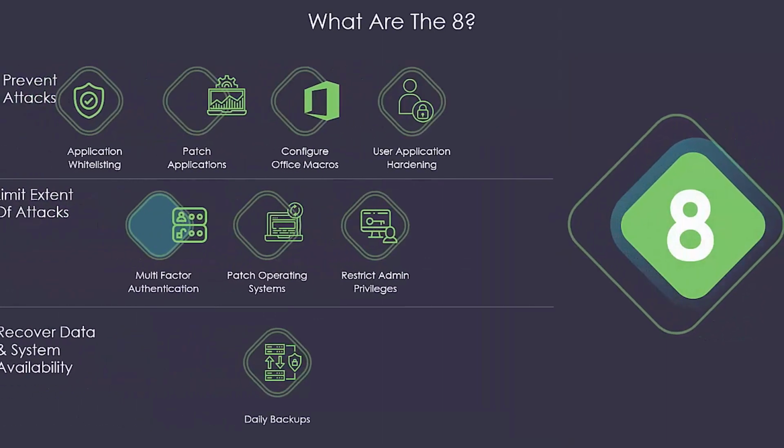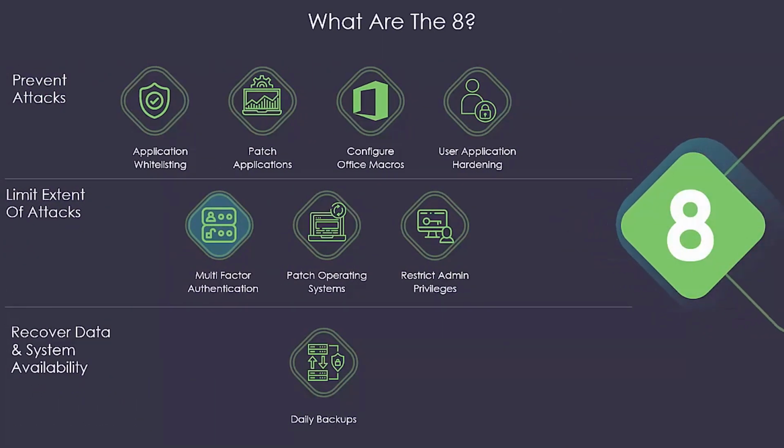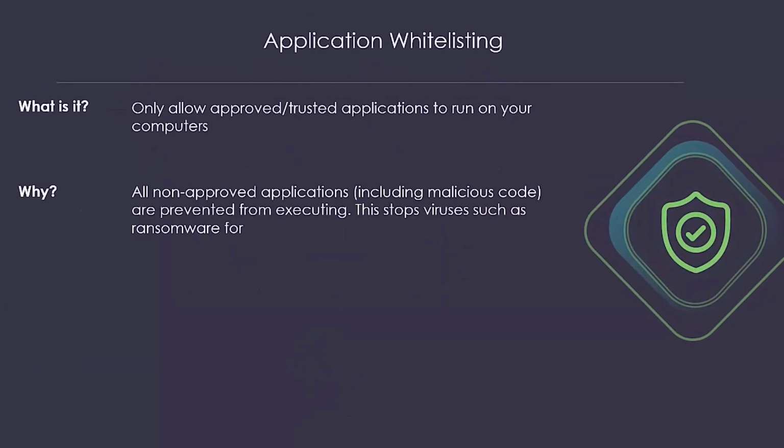Next up is application whitelisting. Application whitelisting only allows you to start an application on computers that has been reviewed and pre-approved by an IT administrator. For example, you may want to put Microsoft Outlook, Word, and Excel on the approved list as we know they're safe to run, but everything else on the blacklist.